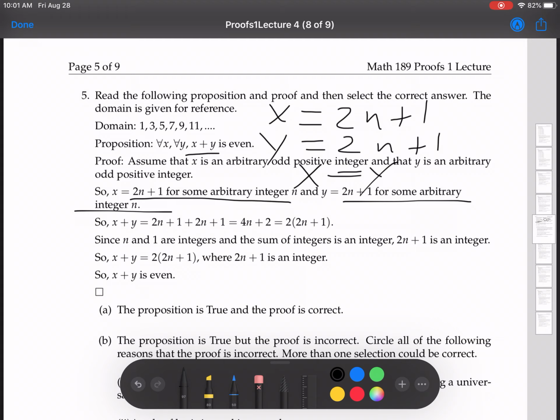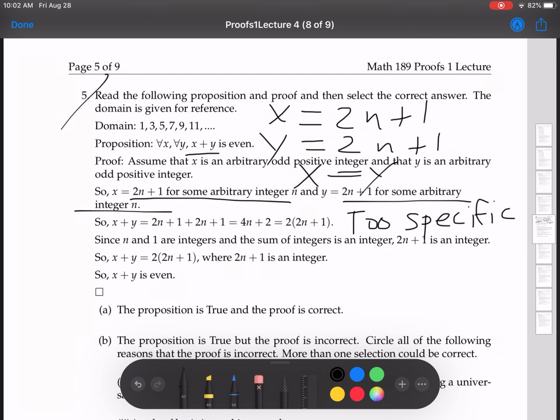When I would give Math 189 students proofs to do in previous classes, and they would do something like this, I would take points off and then say something like too specific. And of course, they would always say, what do you mean by too specific? And then I would give them this explanation that I'm giving you now. Okay, so it's just too specific.